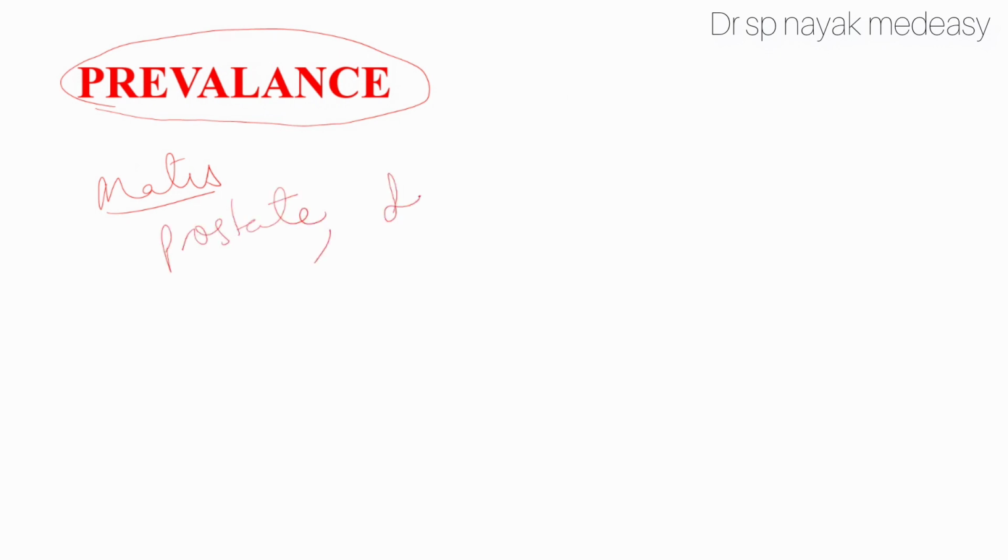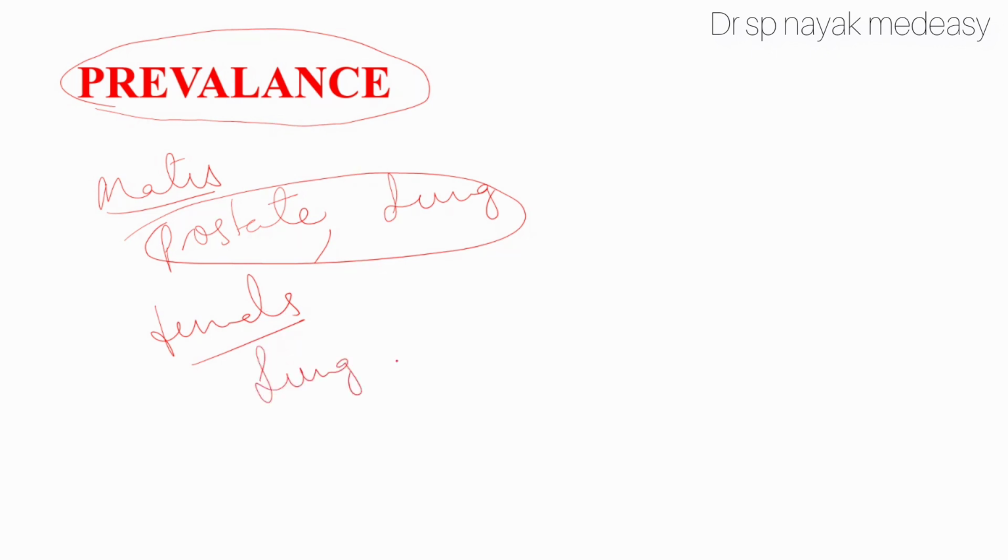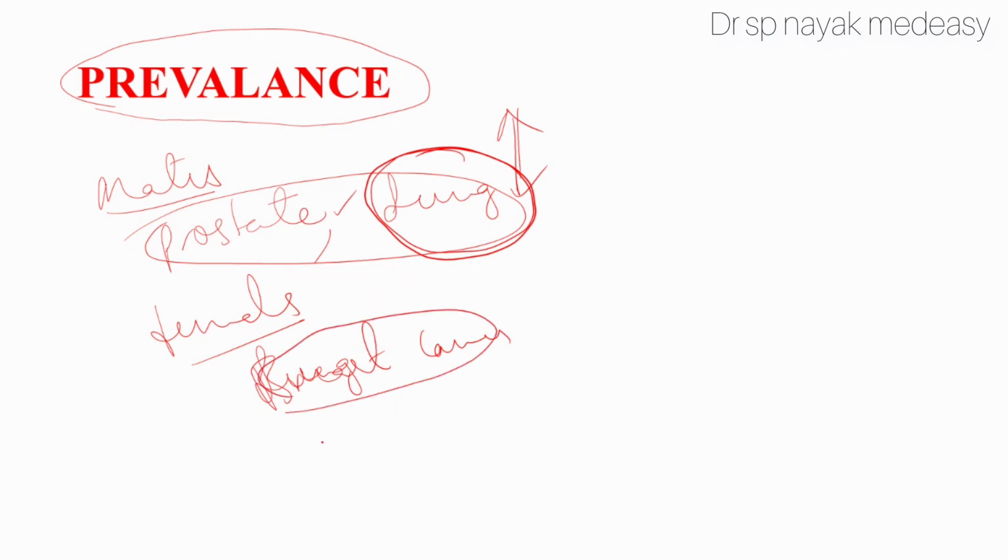One thing to remember: the most common cancers in the world in males are prostate cancer and lung cancer. These are very, very prevalent. And in females, the most prevalent cancer is breast cancer. So in males, prostate and lung cancer are most prevalent, and this is prevalence. In mortality, lung cancer has more mortality in males, and in females, despite breast cancer, again lung cancer has more mortality. I think you all are following me. The most prevalent cancers in males are prostate and lung cancer.